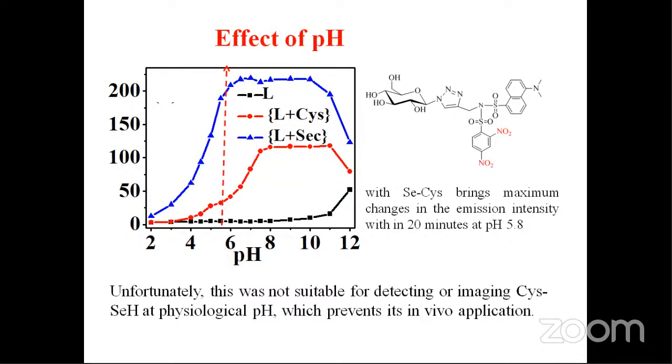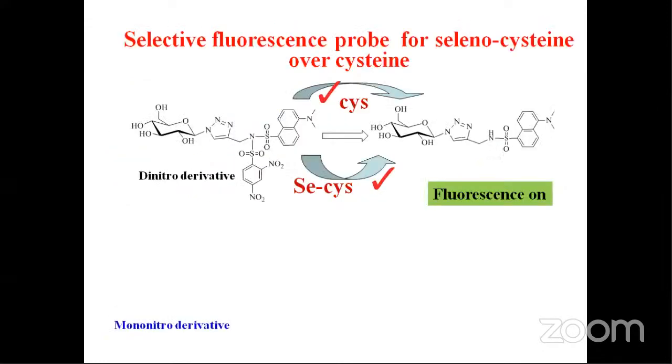Because of this pH effect, which prevents its in vivo application. So now we have to tune the molecule, because using the same molecule, we cannot differentiate these two amino acids at physiological pH. As I said, this molecule can react with cysteine as well as selenocysteine, so that means it is not suitable. This is not selective for both the amino acids.